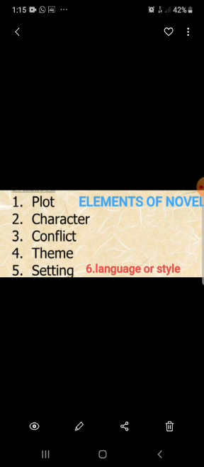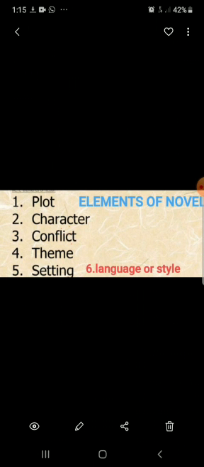In our last lecture, we discussed the history of the English novel. Now here we are going to discuss the elements of the novel. So let us start. We will go one by one towards each element. There are 6 elements of the novel. The first one is plot, second one is character, third one is conflict, fourth one is theme, fifth one is setting, and the last one is language or style.